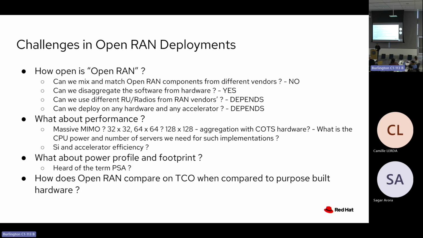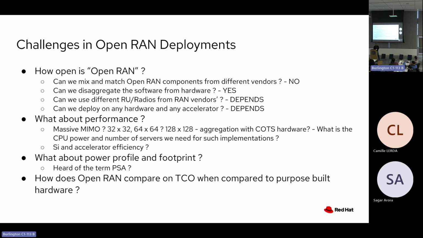But it absolutely depends on those reference architectures. I think Ganesh talked about a reference blueprint as well. That's important. Then the next question is, what about performance? Are we getting with ORAN the same level of performance that you get today with dedicated hardware?